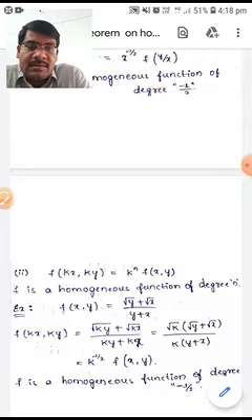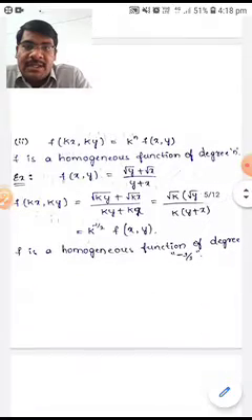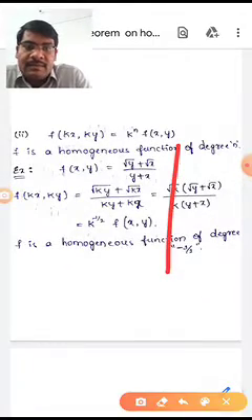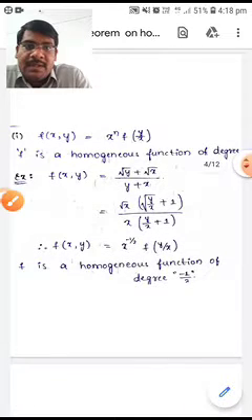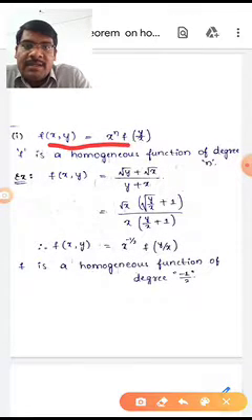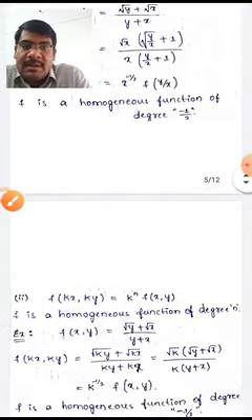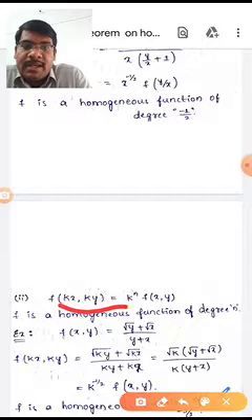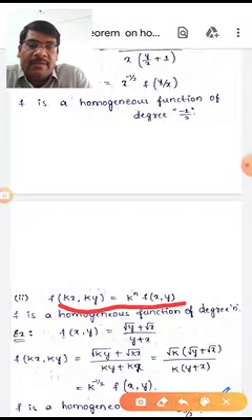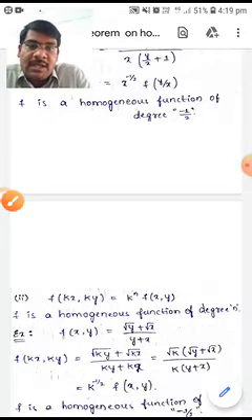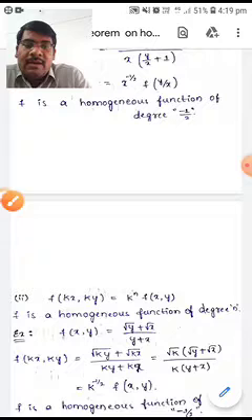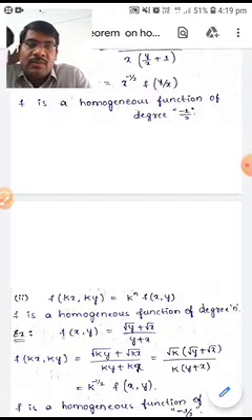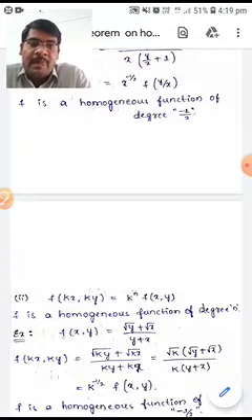So there are two forms for finding the degree of a homogeneous function. The first form is f of x comma y is equal to x power n f of y by x. The second form is f of kx comma ky is equal to k power n f of x comma y. Using these two forms, you can find whether a given function is homogeneous or non-homogeneous.